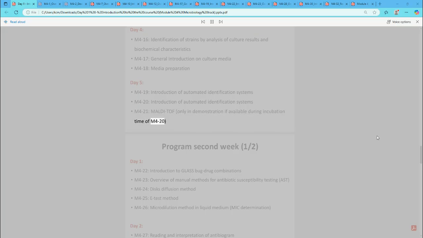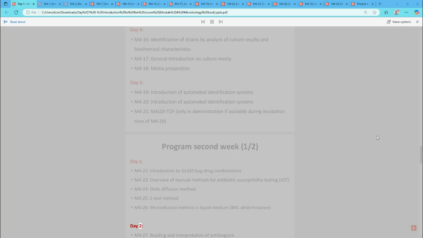Day 1. M4-22, Introduction to GLASS bug-drug combinations. M4-23, Overview of manual methods for antibiotic susceptibility testing, AST. M4-24, Disc diffusion method. M4-25, E-test method. M4-26, Micro-dilution method in liquid medium, MIC determination.